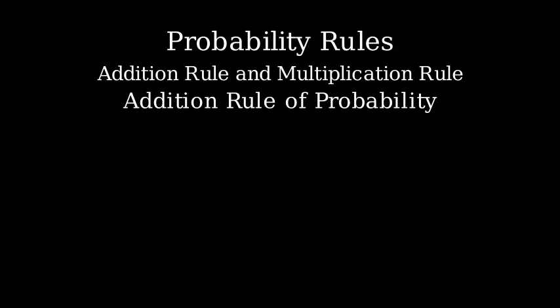Welcome to our lesson on the basic rules of probability. Today, we'll explore the addition rule and multiplication rule of probability with easy-to-understand examples. Let's start with the addition rule of probability. This rule helps us find the probability of either one event or another event occurring.